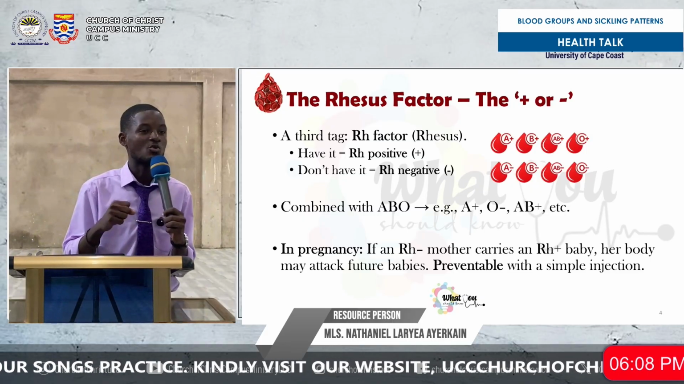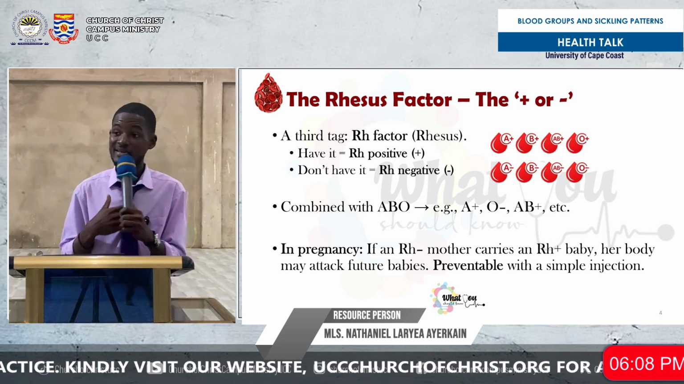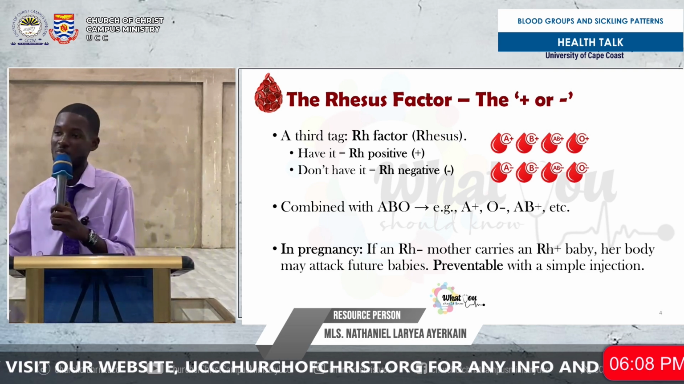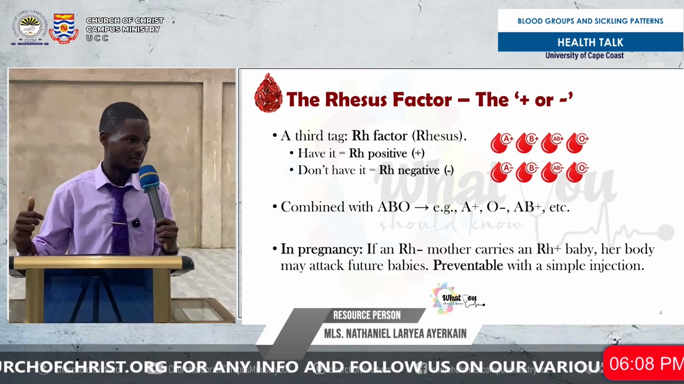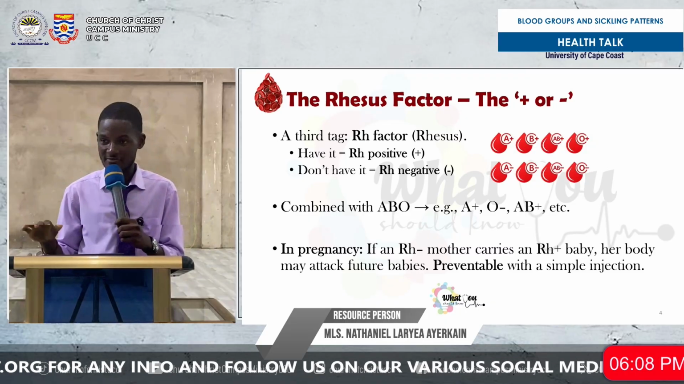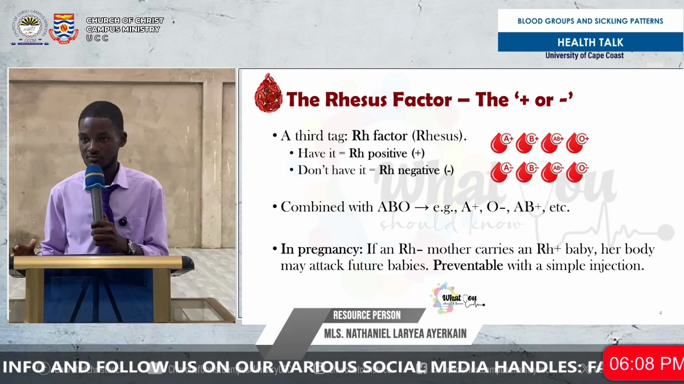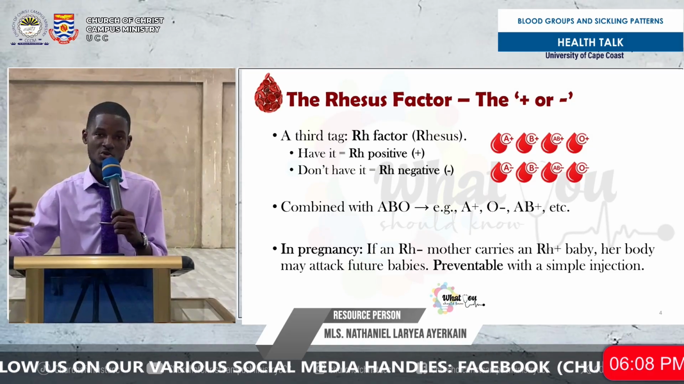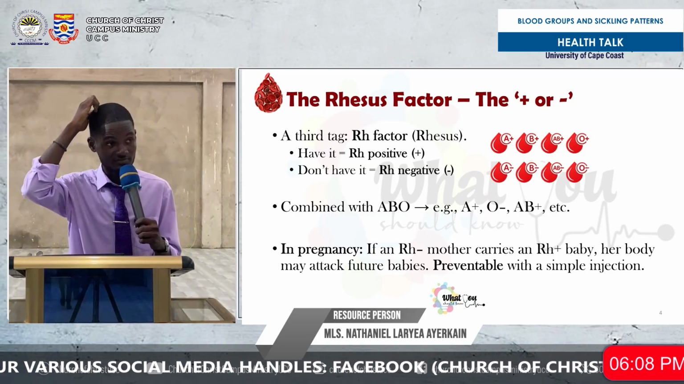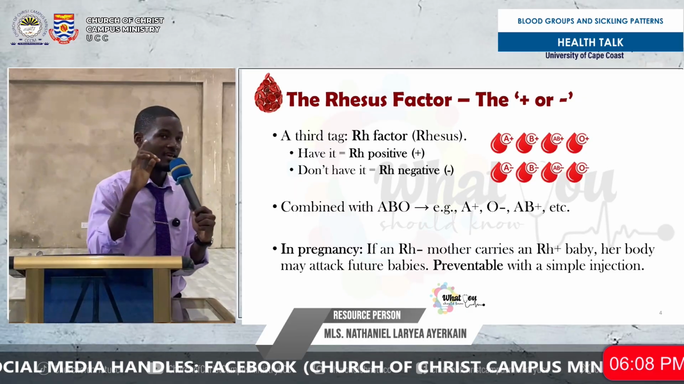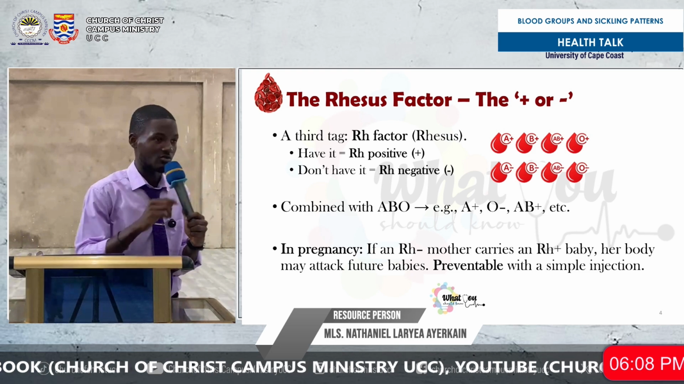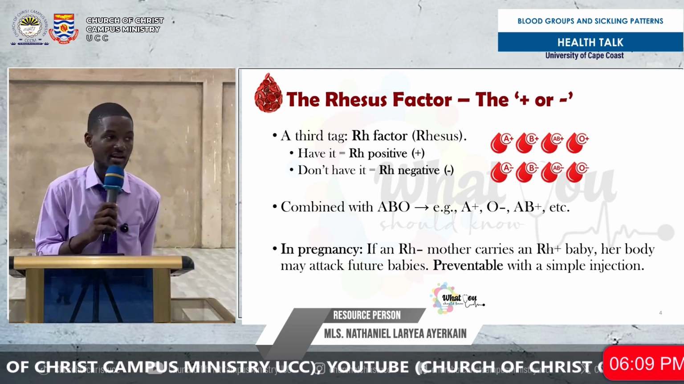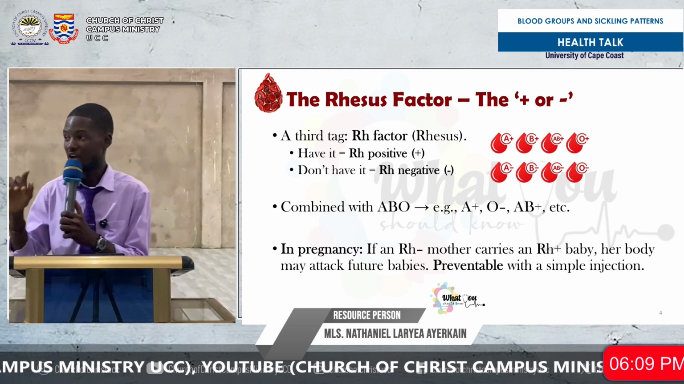Okay, so a person who is resource positive, that person has a tag. That person can take blood from anyone who is also resource positive or resource negative. Are we fine? A person who is resource negative does not have that tag. So taking blood from someone who has a tag that is resource positive would be serious, actually. In women who are resource negative on their own, it's very crucial when it comes to pregnancy, especially if they are married to a husband who is resource positive.